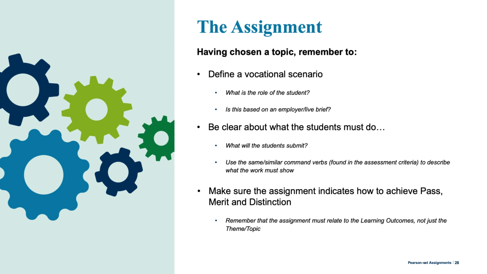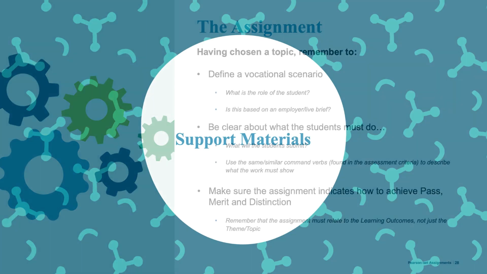And we need to make sure that the assignment indicates how to achieve pass, merit, and distinction. Every assignment we write must allow a student to achieve pass, merit, or distinction. And remember that the assignment is about achieving the learning outcomes, not just engaging with the theme and topic.